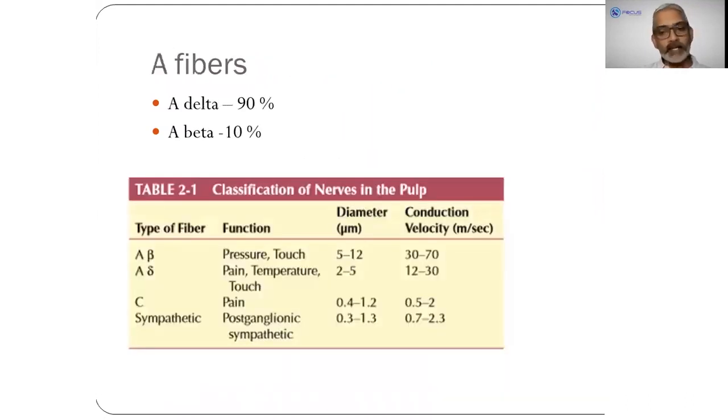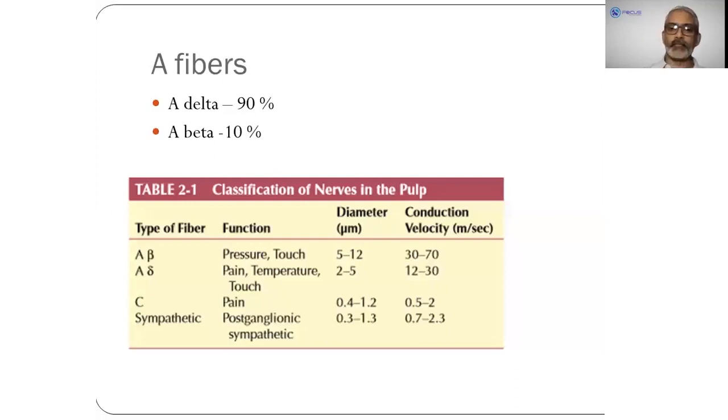Now, when it comes to A fibers, that is the most debated fibers in the dental pulp. You have two types of A fibers in the dental pulp. One is the A delta fibers, other one is the A beta fibers. A delta fibers, they account for almost 90% of the fibers. A beta fibers, they are just 10%. So if you ask which is the most abundant A fibers inside the pulp, it is nothing but A delta fibers.